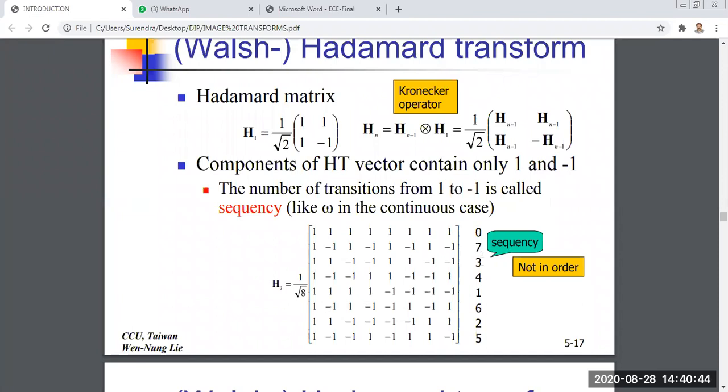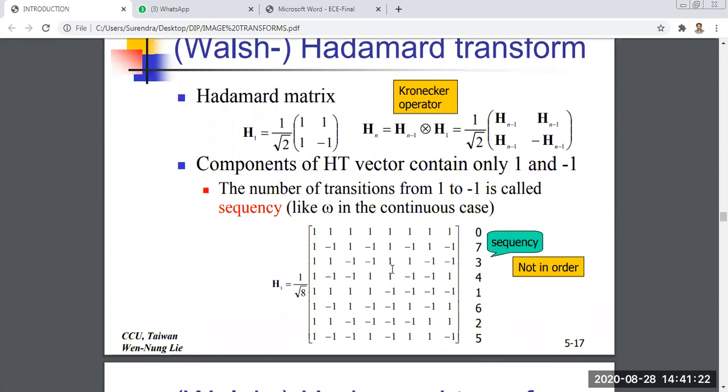So 0, 7, 3, 4, 1, 6, 2, 5. This is called the sequence. The first row has sequence 0, the second row sequence is 7, the third row sequence is 3, the fourth row is 4, the fifth row is 1. There is only one change. In the sixth row there are 6 changes. In the seventh row there are 2 changes. In the eighth row there are 5 changes. So depending upon the changing of the value, the transition from one element to another element, it is called the sequence.